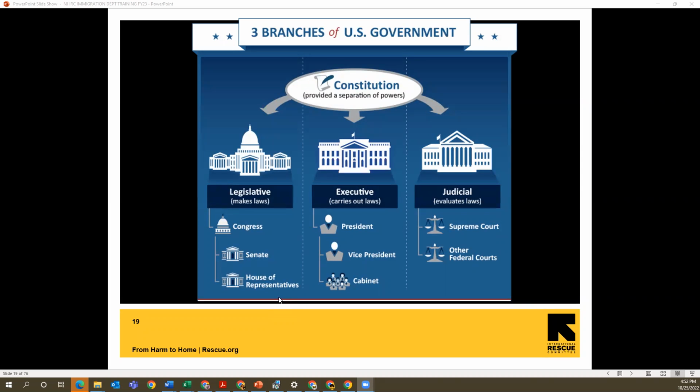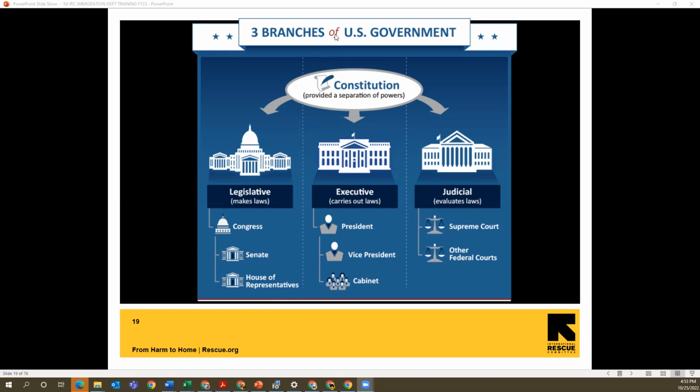So we start with something very basic, and that is the three branches of U.S. government. At the top is the U.S. Constitution, and the U.S. Constitution is the supreme law of the land. It provides for a separation of powers. So we'll go through each of these three branches.